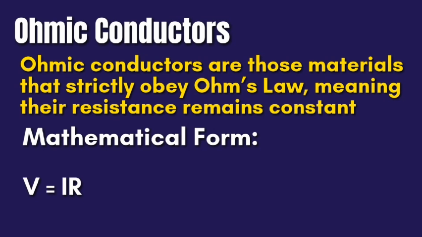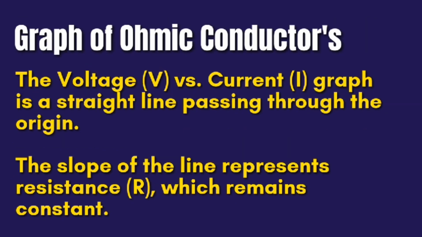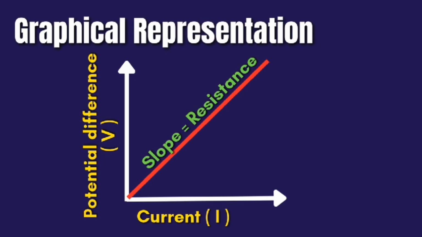Some of the examples of ohmic conductors include metals like copper, silver, and aluminium that are used in electrical wiring, resistors, as you know, fixed resistors in the circuits, and tungsten filament. Now, in the graph of ohmic conductors, the voltage vs current graph is a straight line passing through the origin. The slope of the line represents resistance, which remains constant.